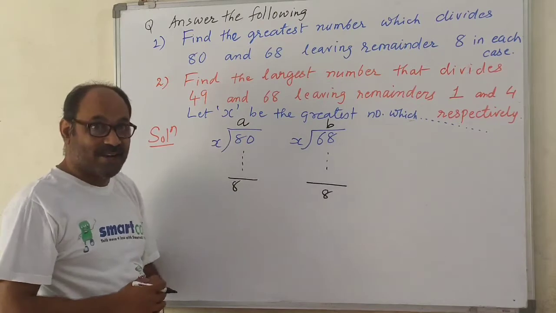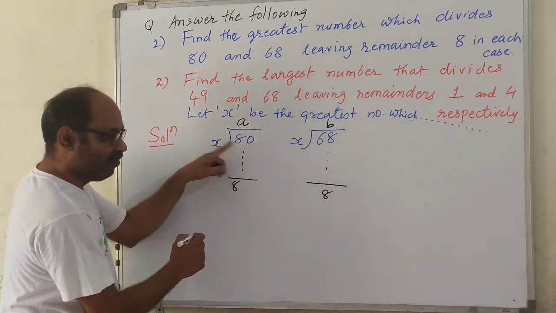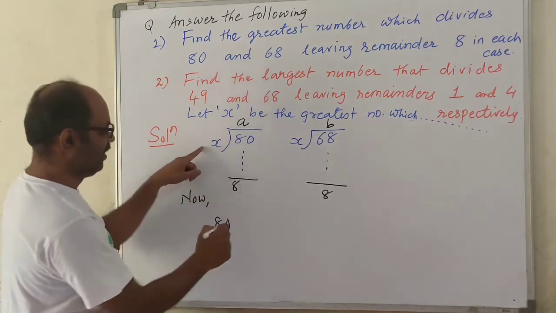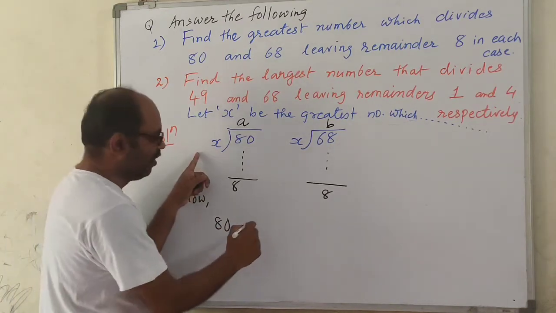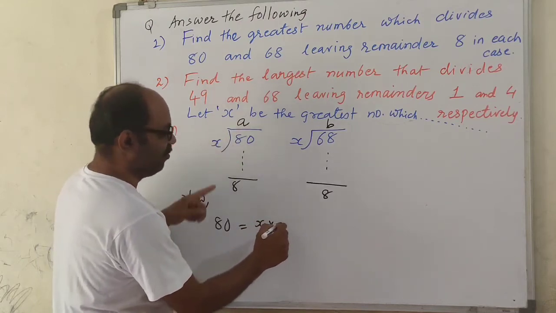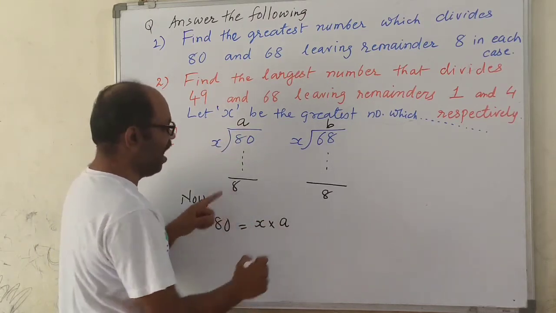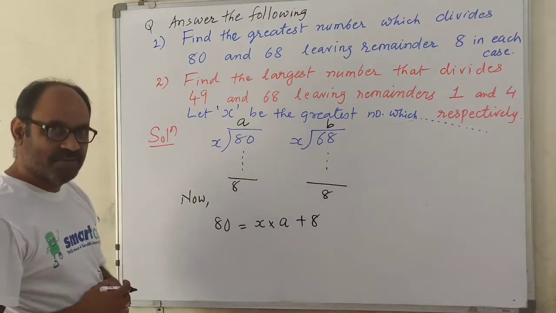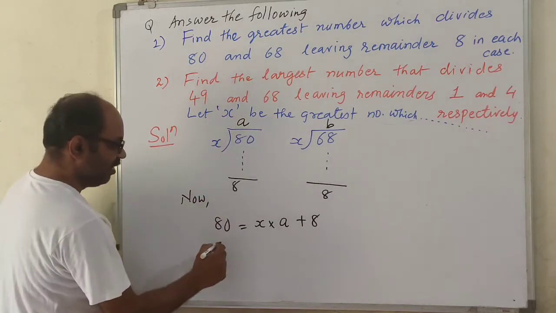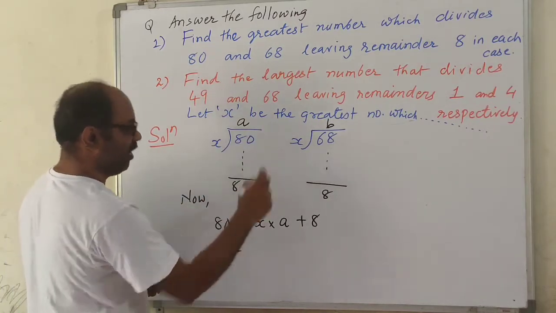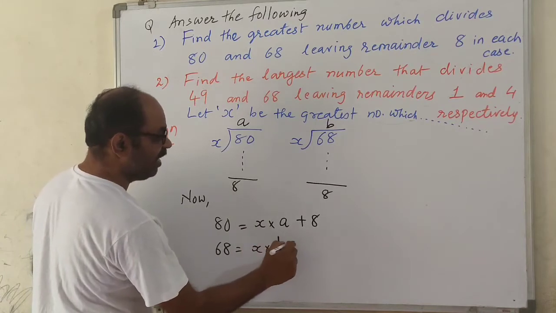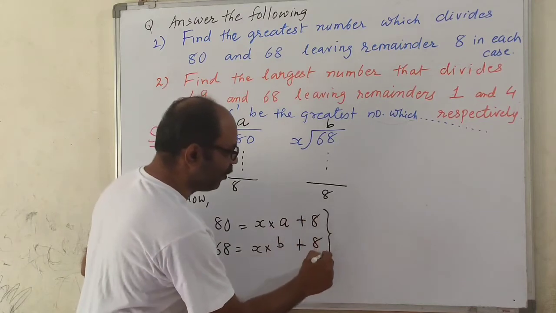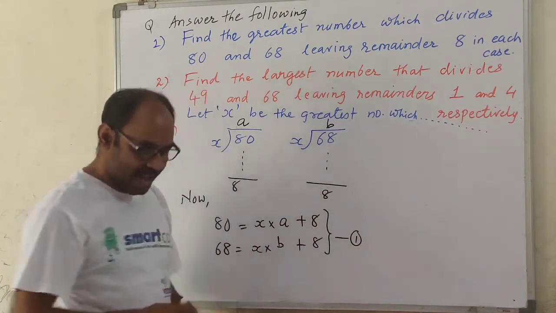Let's use Euclid's algorithm, which says dividend. What is dividend? 80. Now, 80 is equal to, please write divisor first, x into quotient A plus remainder 8. Use Euclid's division rule here as well. Dividend 68 is equal to x into B plus 8. Correct? I'm going to call this result that we got as 1.